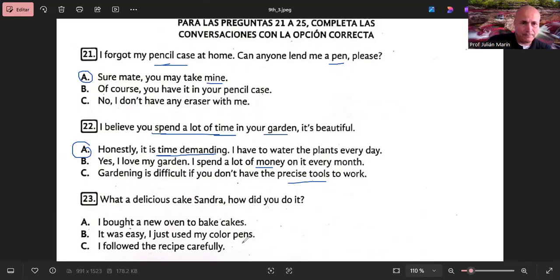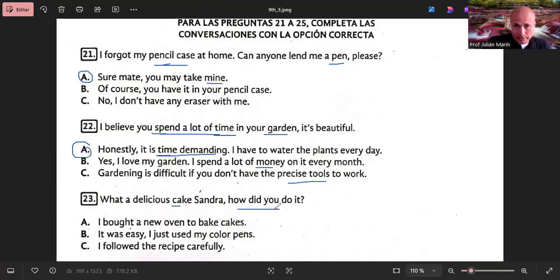Question 23. What a delicious cake, Sandra. How did you do it? So we have a very specific question. The context, a cake, which is delicious, made by Sandra. And then the specific question.